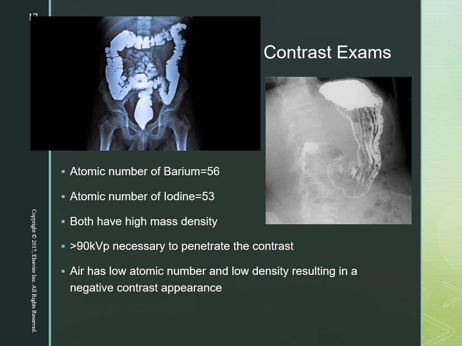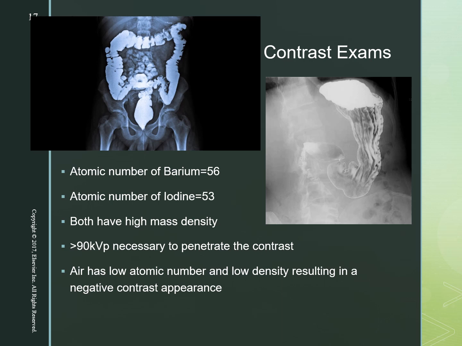Now, another type of contrast that we can use is iodinated contrast, or iodine contrast. This is more what we use in CT or other applications. It still has a pretty high binding energy because it has an atomic number of 53. So they're pretty close there, and you might want to memorize those. Barium's 56, iodine's 53. Both have a high mass density as well as that high atomic number, so the probability of interactions is going to go up. Therefore, if you want to get any penetration when you're using contrast, you have to use over 90 kVp.